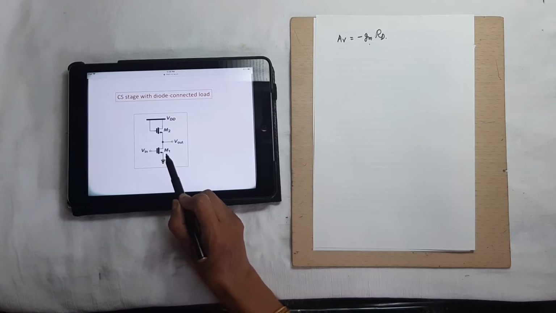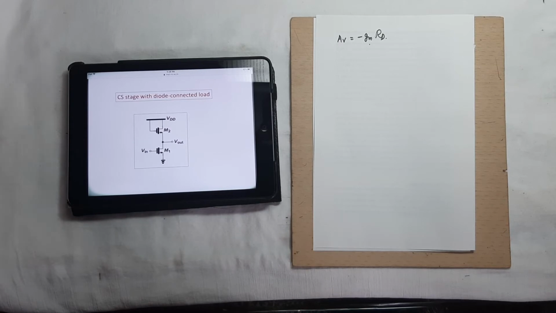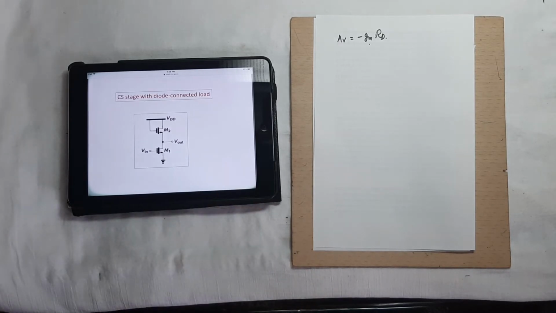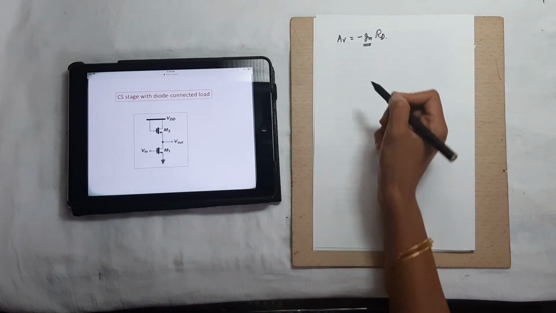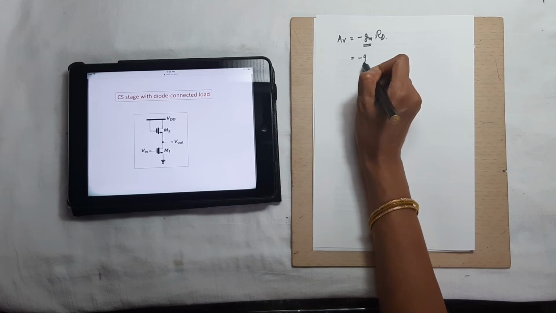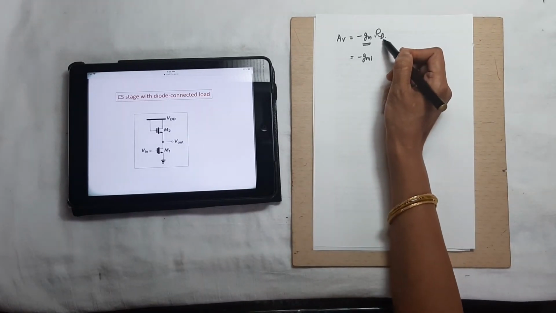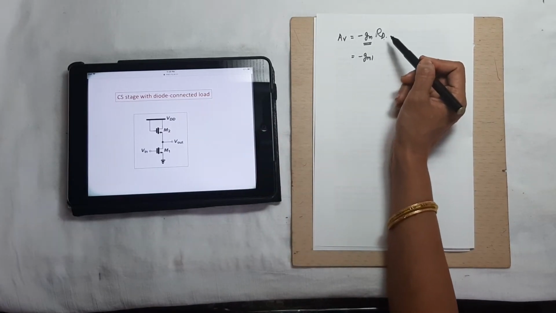Since there are two transistors M1 and M2, we have to write what is with respect to M1 and what is with respect to M2. This Gm is with respect to M1, therefore it has to be written as minus Gm1. And what is RD? RD is the resistance with respect to that resistive load circuit.